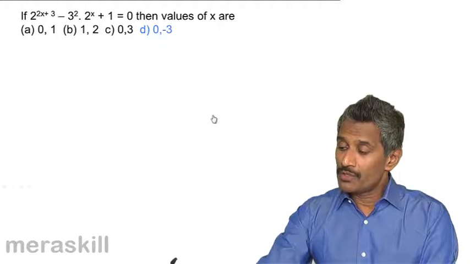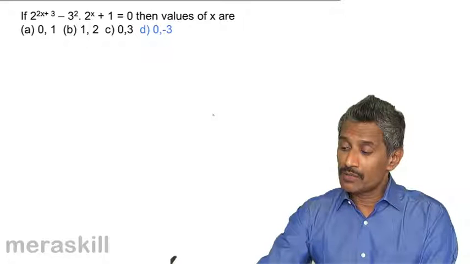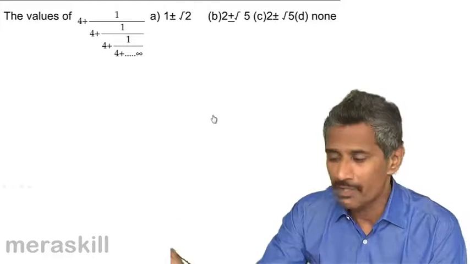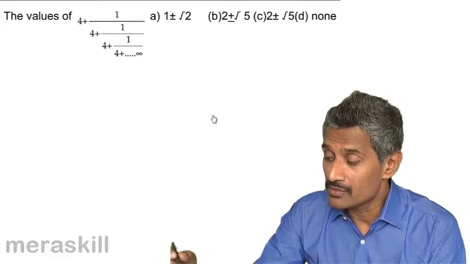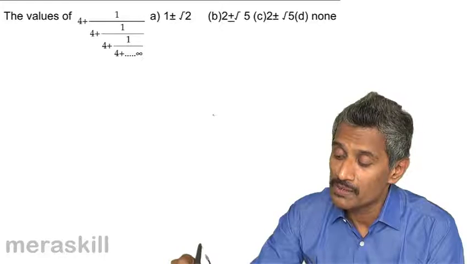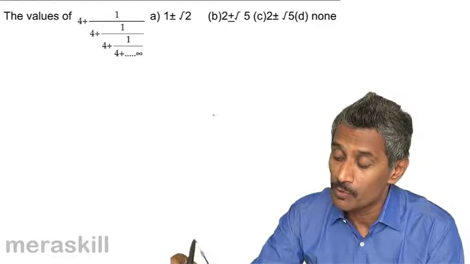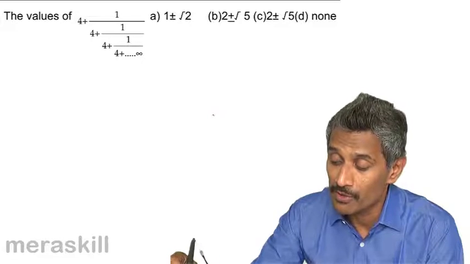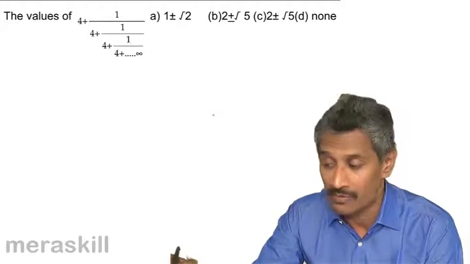Now from here we move over to the next one, which is going to be, oh, a very interesting one. It looks a little complicated, so we'll just write this down. The value of 4 plus 1 upon 4 plus 1 upon 4 plus 1 upon 4 plus, and so on to infinity. The same 1 upon 4 plus is repeated infinity number of times.